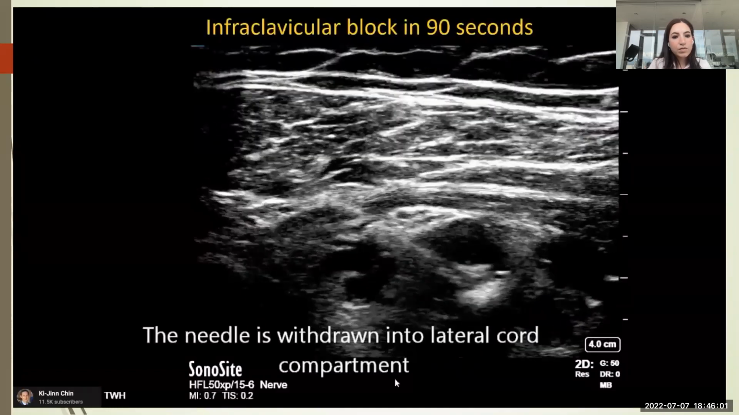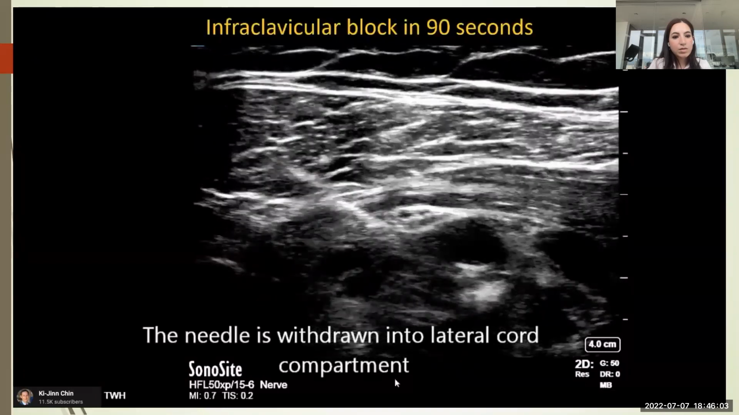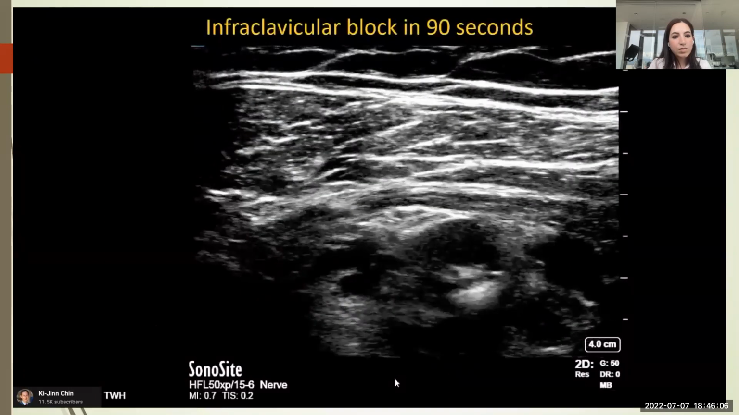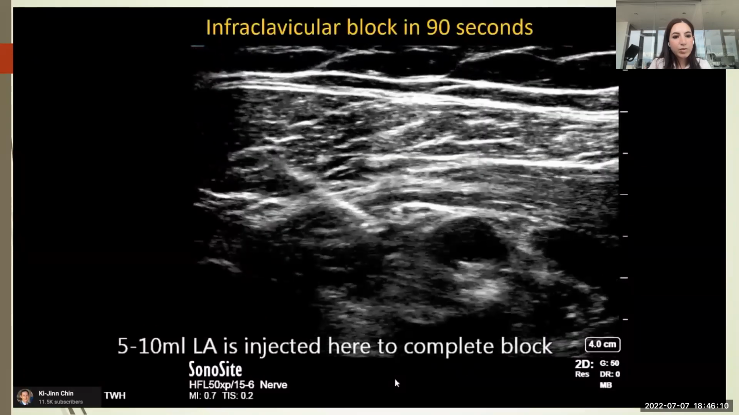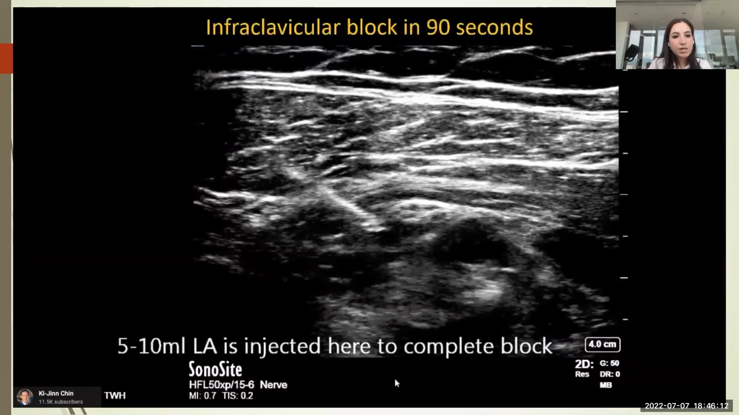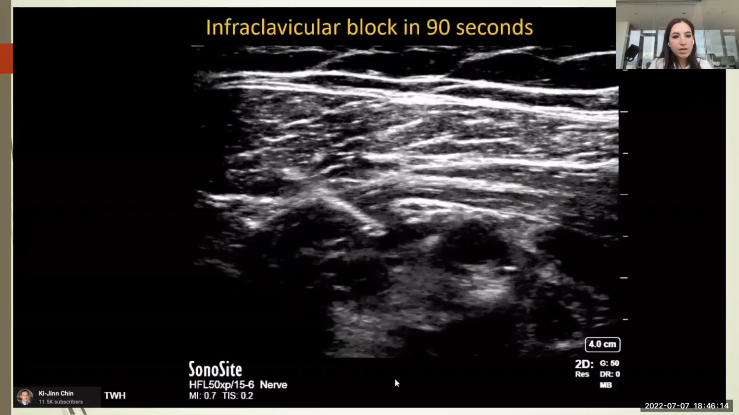And once about 2/3 of the local anesthetic is deposited there, the needle is withdrawn just next to the lateral cord there. That injection is not quite there, so they pull it out a little bit further, and you can see further local anesthetic surrounding the lateral cord.